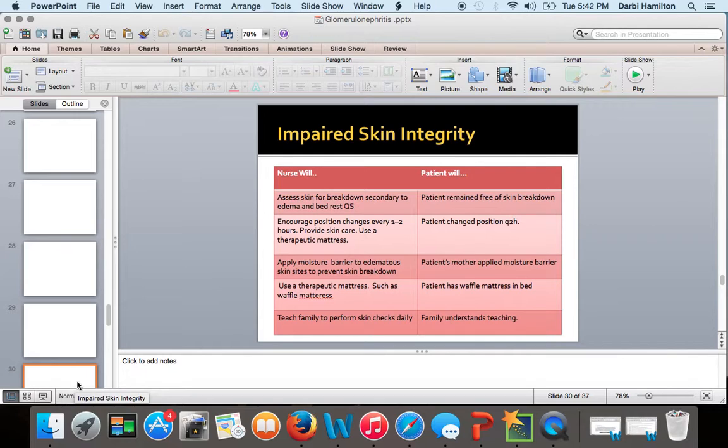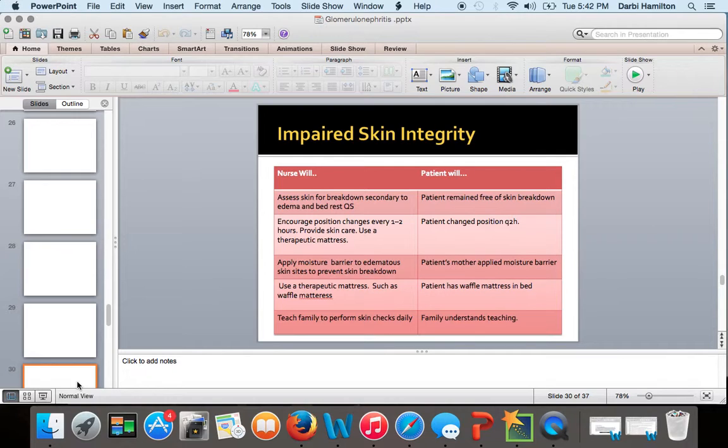Impaired skin integrity interventions: assess skin for breakdown secondary to edema and bed rest every shift. Patient response: patient remained free of skin breakdown. Our second intervention is to encourage position change every 1 to 2 hours, provide skin care, and use a therapeutic mattress such as a Warfarin mattress. Patient response: patient changes positions every 2 hours.